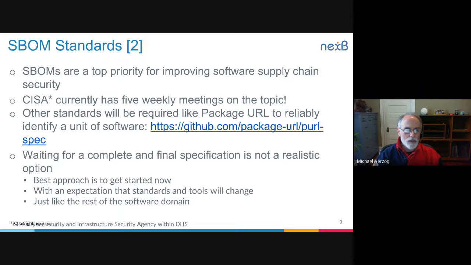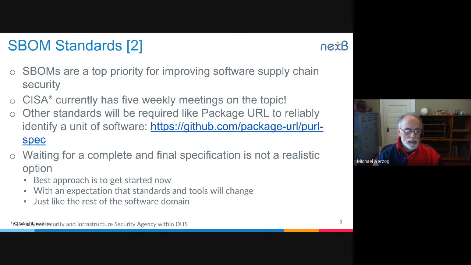Another key standard that we'll talk about today, sort of underneath the SBOM, is how do you identify a piece of software, a unit of software. nexB invented, I guess you would say, or innovated a new specification called package URL that identifies most units of software. And this is now being adopted by all the other standards organizations, not necessarily as an exclusive identifier, but as one of the key ones.